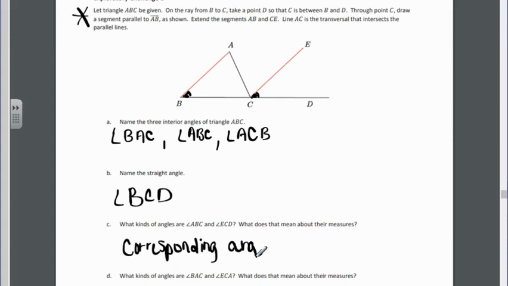Sorry about my handwriting. What we know about corresponding angles is they are equal or congruent. I'm going to write congruent. That just means they equal each other.